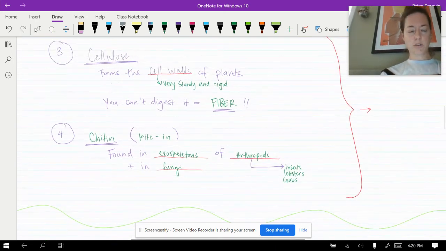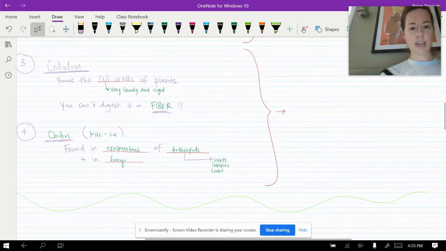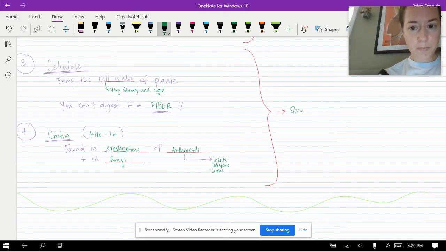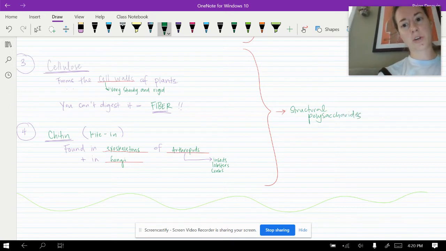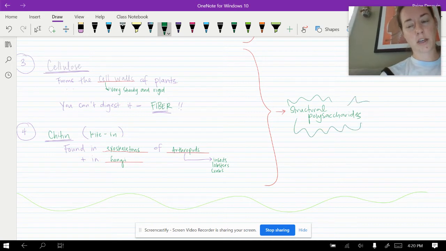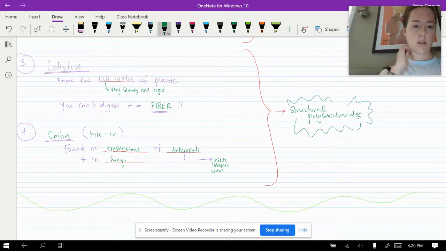So these two, cellulose and chitin, they are structural carbs, structural polysaccharides. So they're not really an energy source. They're used for other purposes besides energy. All right, and that's it for the carbs. So you have your monosaccharides, your disaccharides, and your polysaccharides, going from simple up to complex. All right, let's keep going.